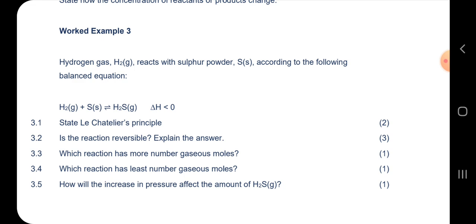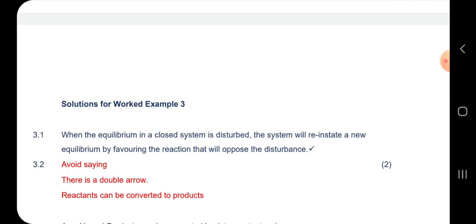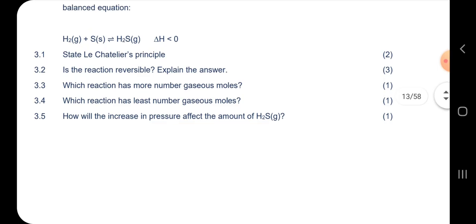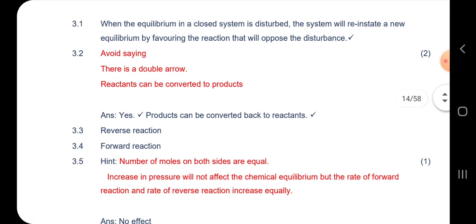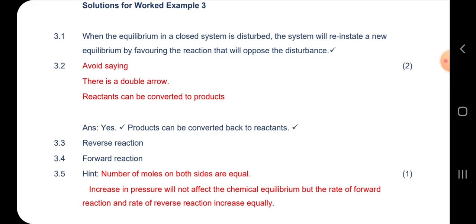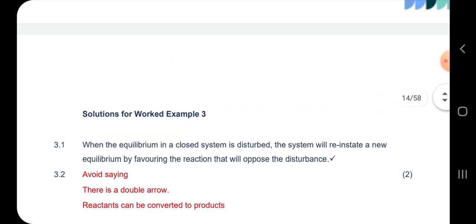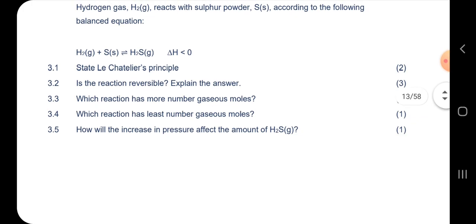State Le Chatelier's principle. It says when equilibrium in a closed system is disturbed, the system will reinstate a new equilibrium by favoring the reaction that will oppose the disturbance. And then we have, is the reaction reversible? Explain your answer. Avoid saying there is a double arrow, but that double arrow states that it is reversible. So you just say yes, the product can be reverted back to reactant. So don't say about double arrow, and do not also say reactant can be converted to product, okay? So product can be reverted back to reactant. That's how you answer. And then 3.3, which reaction has more number of gaseous moles?